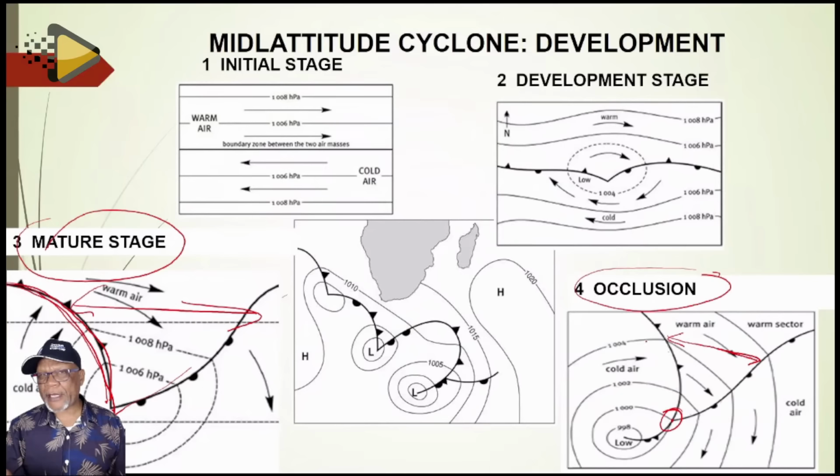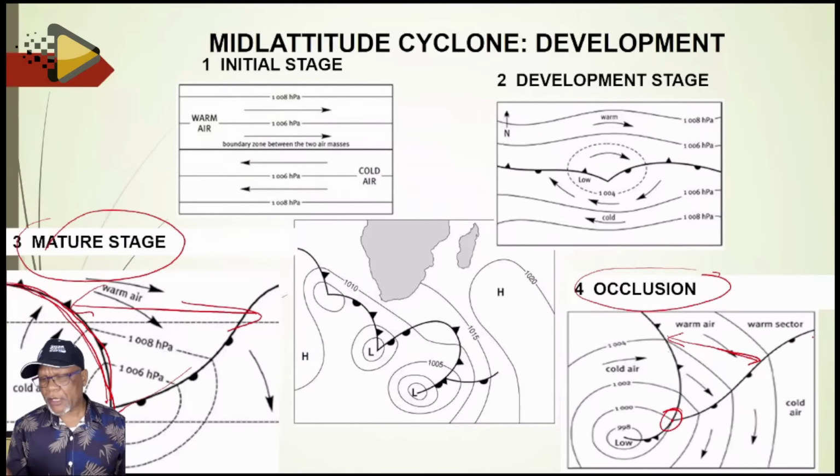So why does the cold front catch up with the warm front? Number one, the cold front moves faster. Why does it move faster? Because of the steeper gradient. And then it ends up catching up with the warm front. And why is the warm front moving slower? Because of the gentle gradient of the warm front.